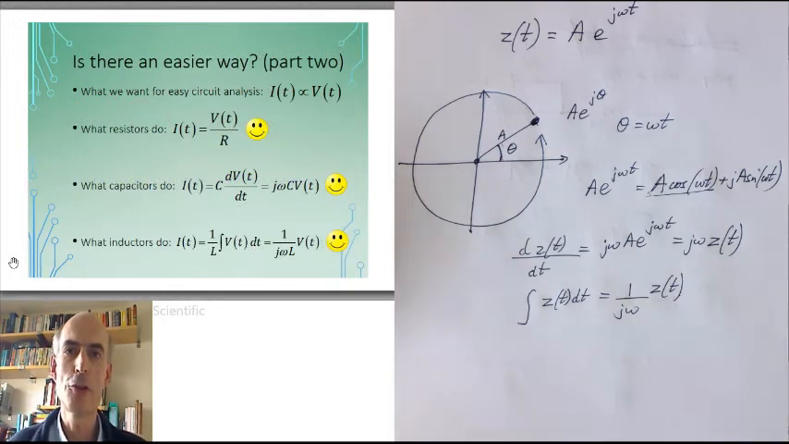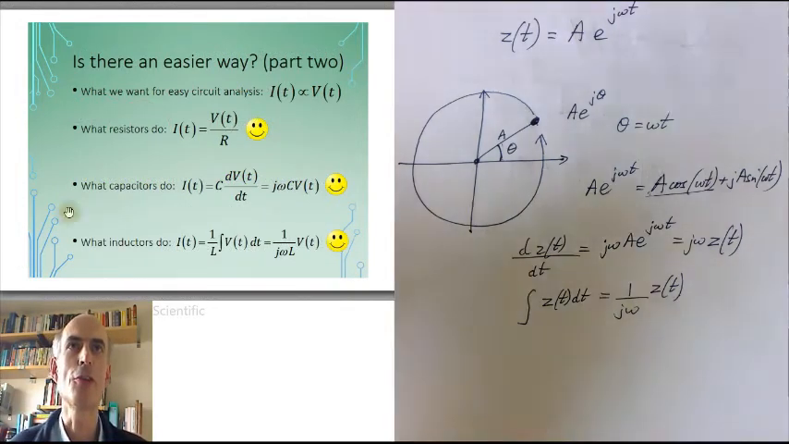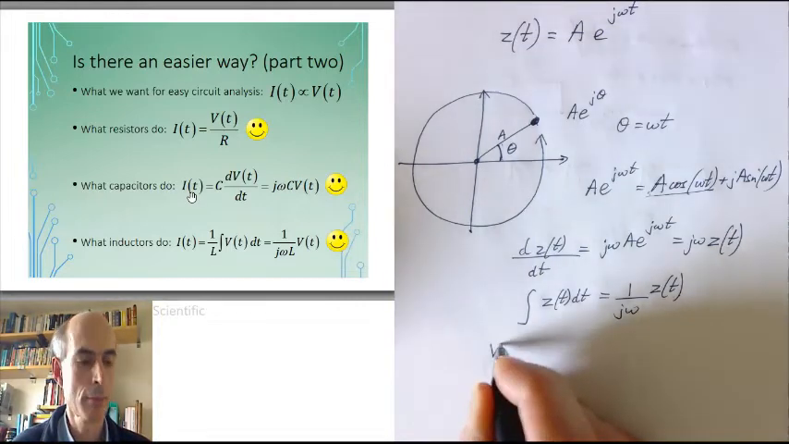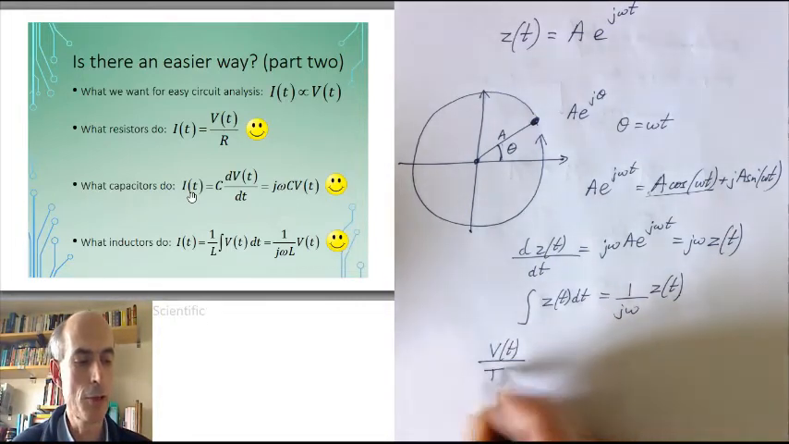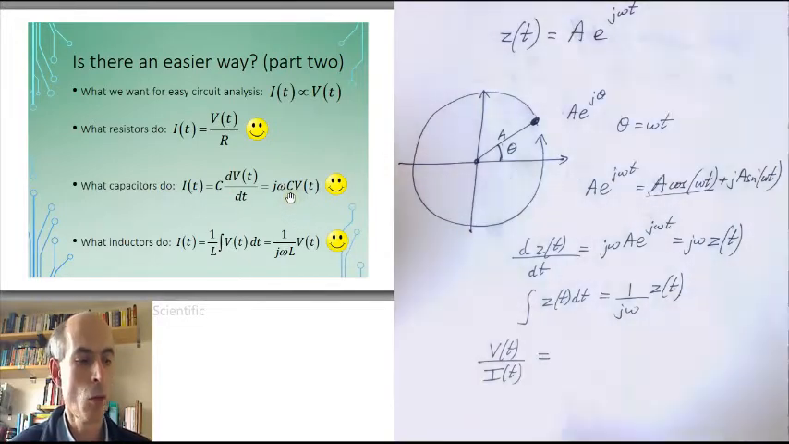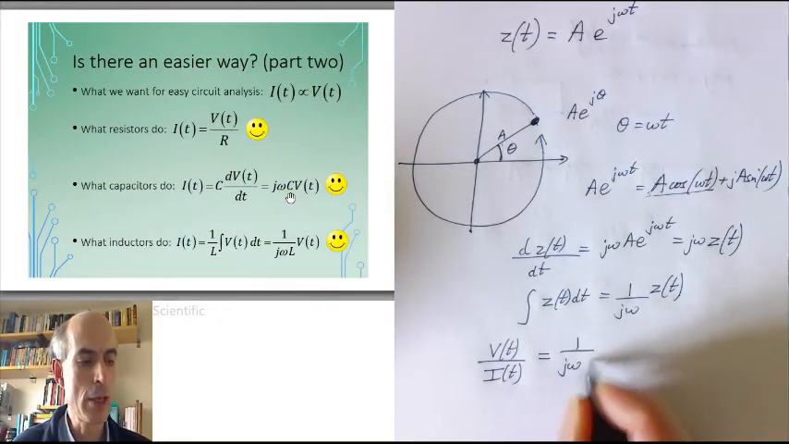So, if all the voltages and currents in my circuit are sinusoids, then a capacitor would behave just as if it was a resistor with a resistance value of 1 over j omega C, because the ratio of the voltage to the current for a capacitor, V(t) over I(t), ends up being 1 over j omega C.